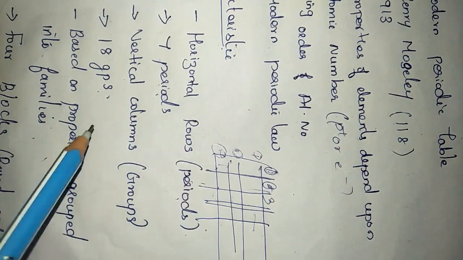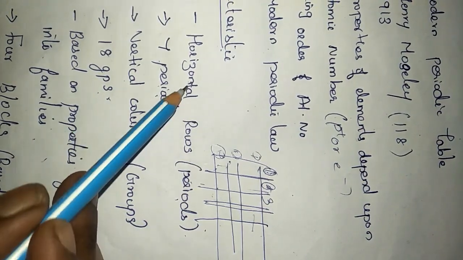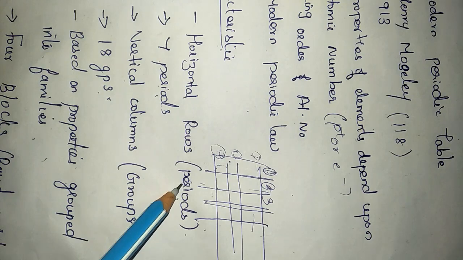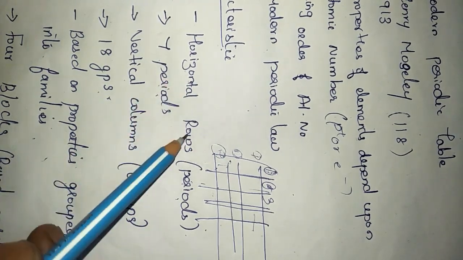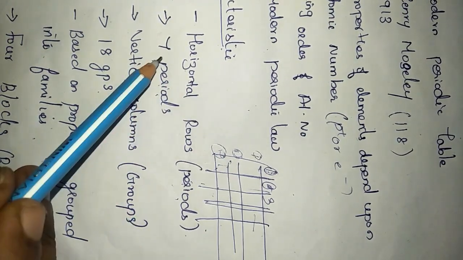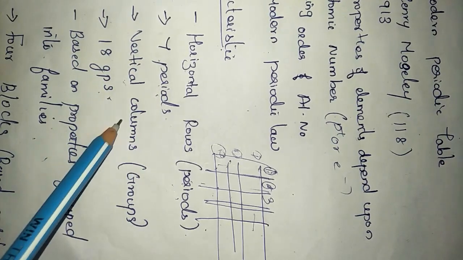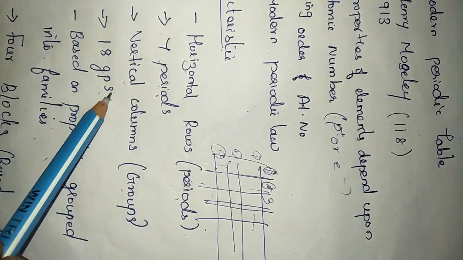How many groups are there? 18 groups. So horizontal rows are called periods. Important 2-mark question: horizontal rows are called periods. The present periodic table contains 7 periods. Vertical columns are called groups and it contains 18 groups.